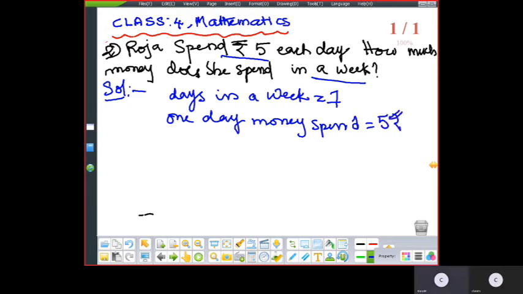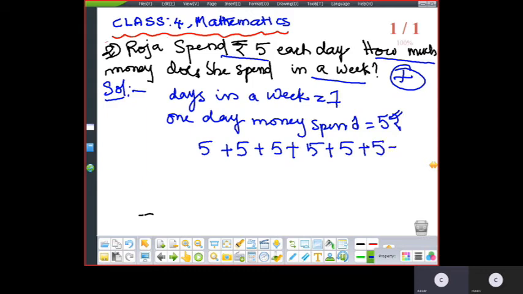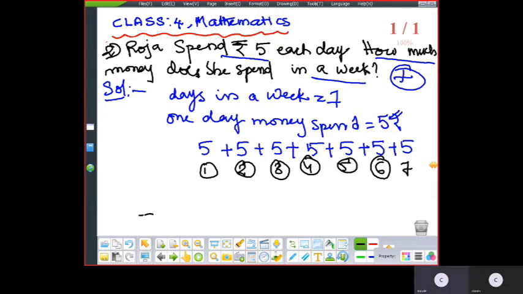So now, 7 days means how much? The keyword "how much" means what we will do here? Addition. So now 5 rupees for 1 day, 5 rupees for 2 days, 5 rupees for 3 days, 5 rupees for 4, 5 rupees for 5, 5 rupees for the 6th day, 5 rupees for the 7th day. You see here, 1, 2, 3, 4, 5, 6, 7 days.